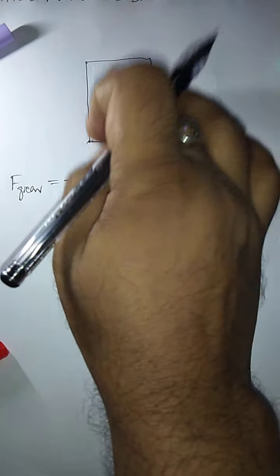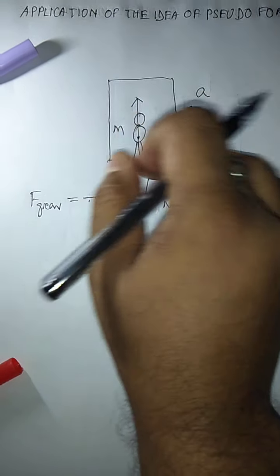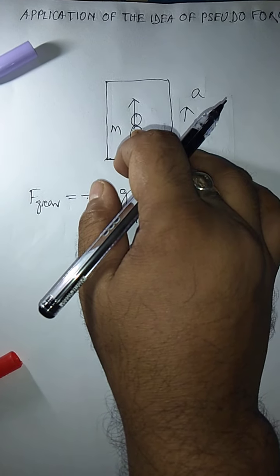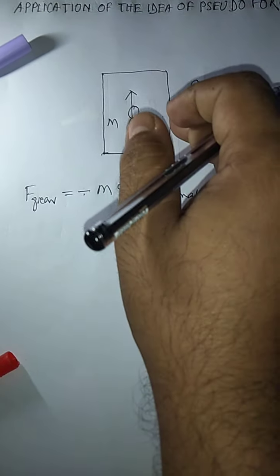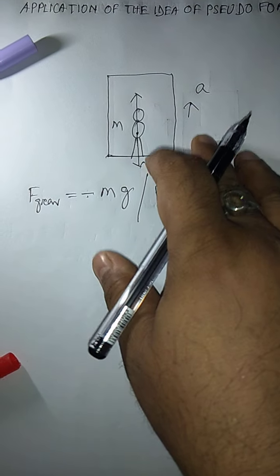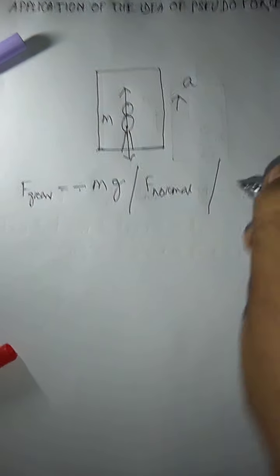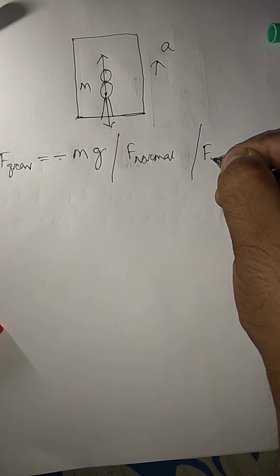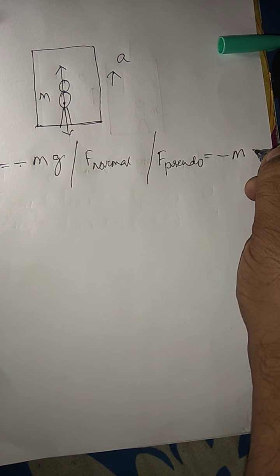And the man experiences a pseudo force in this non-inertial frame of reference, and we know that the pseudo force experienced by any object is the negative mass of the object multiplied by the acceleration of the non-inertial frame of reference. Thus, the pseudo force experienced by this man is F pseudo equal to negative mass of the man multiplied by the acceleration of the elevator.